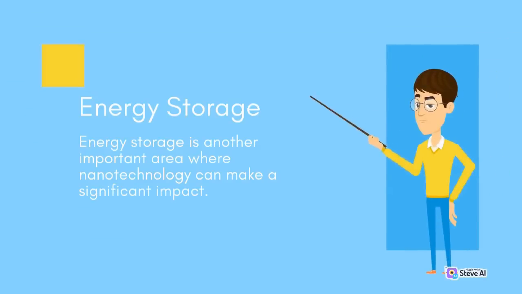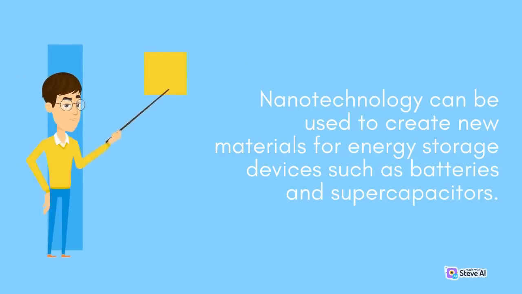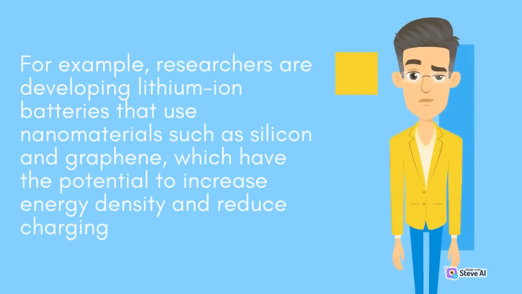Energy storage. Energy storage is another important area where nanotechnology can make a significant impact. Nanotechnology can be used to create new materials for energy storage devices such as batteries and supercapacitors. For example, researchers are developing lithium-ion batteries that use nanomaterials such as silicon and graphene, which have the potential to increase energy density and reduce charging times.